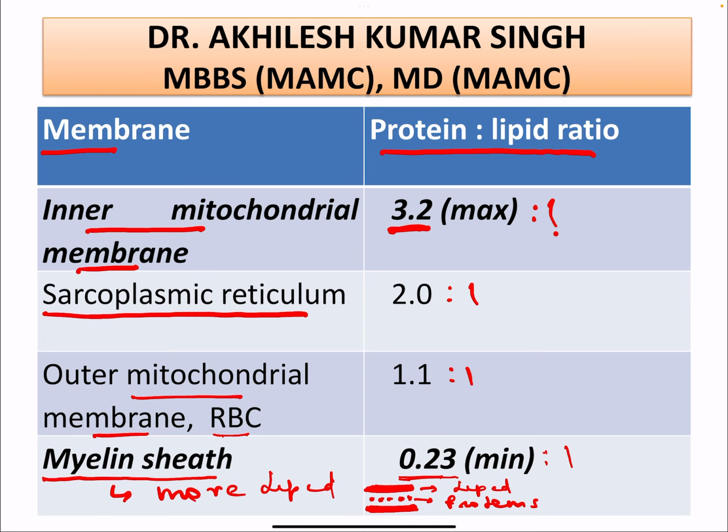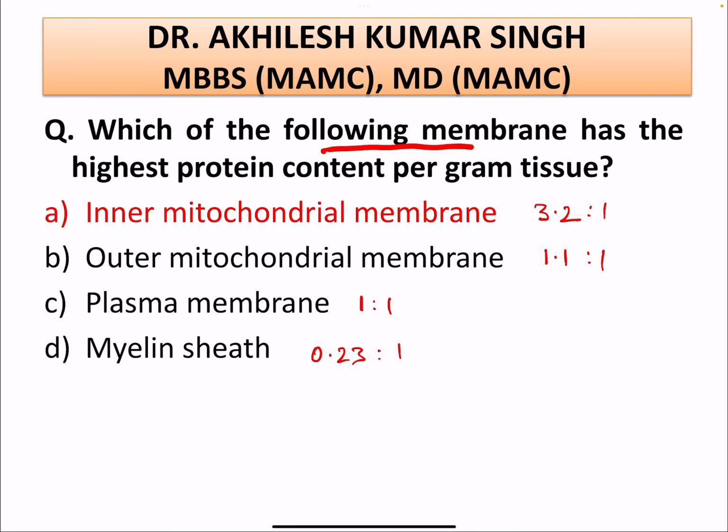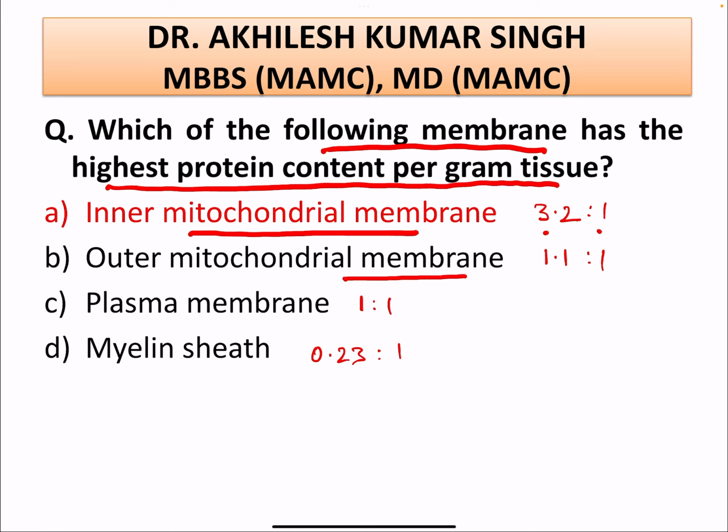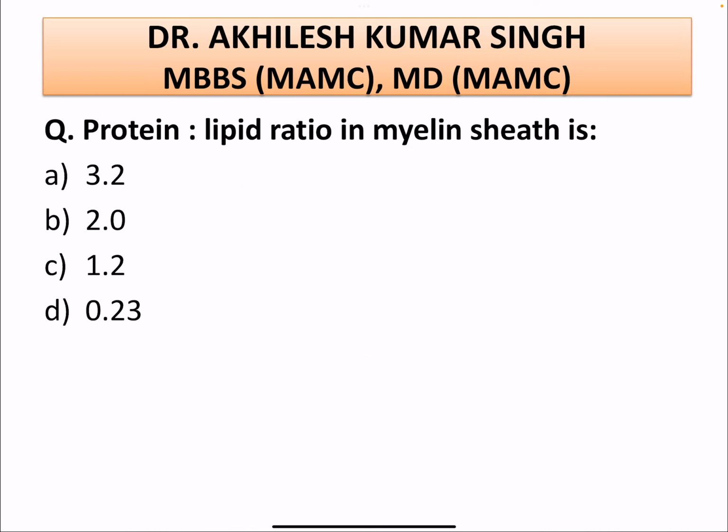So this question is asking about which of the following membrane has the highest protein content per gram tissue. So in the inner mitochondrial membrane, this ratio is 3.2:1. Outer mitochondrial membrane, this ratio is 1.1:1. In the plasma membrane, the ratio is 1:1, as I told you previously. Myelin sheath, this ratio is 0.23:1. So which one has the highest protein content per gram tissue? So the answer will be A, inner mitochondrial membrane. Now let us look at another question here.